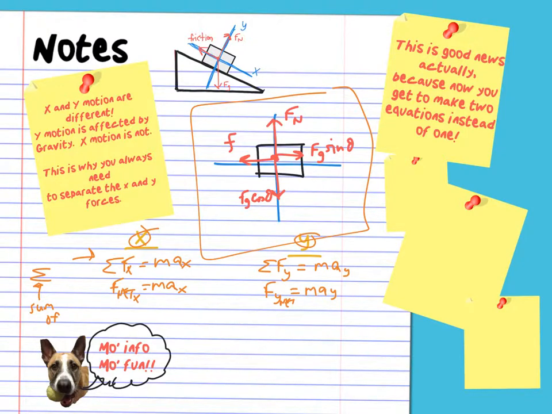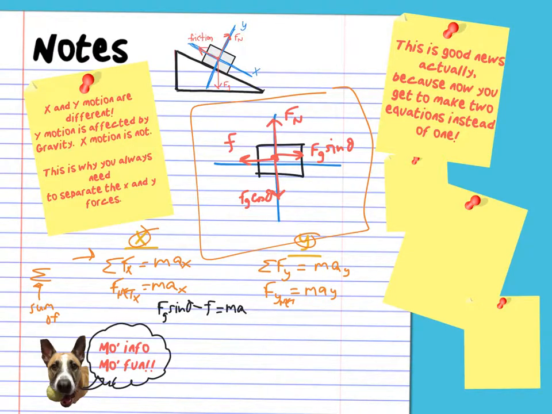foolproof. So for your x's, you are going to look here and see. So I am going to use Fg sine of theta minus friction equals ma.